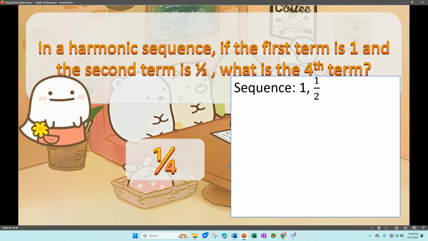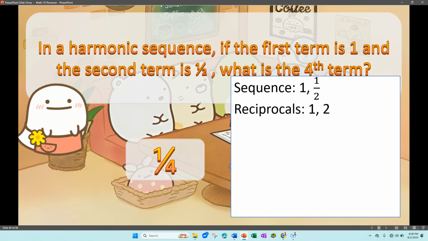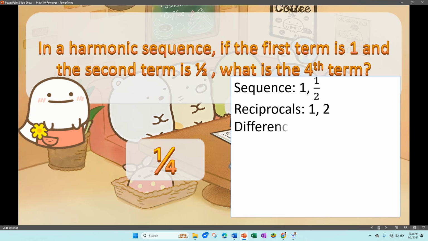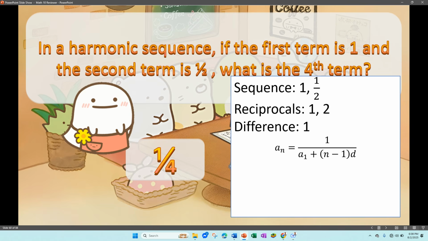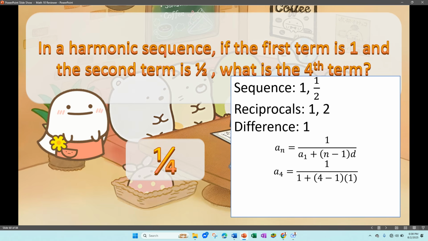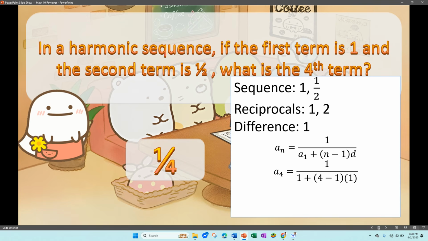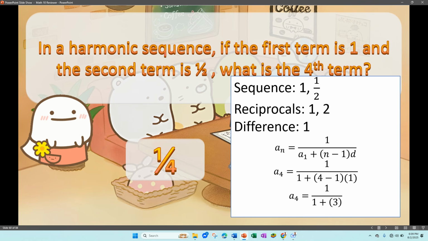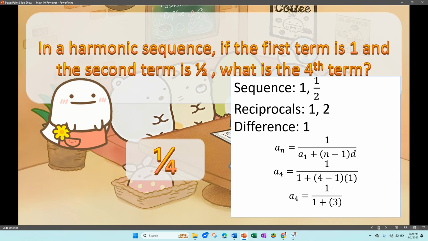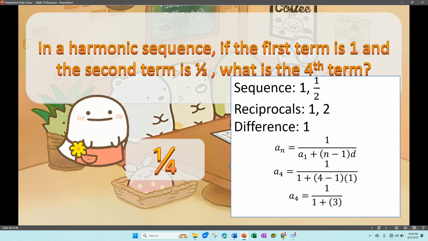So paano nakuha yung 1/4? So hanapin muna natin yung reciprocals ni 1 and 1/2, and that is 1 and 2. Then get the difference, which is 1. Then apply using the formula natin. Where n po natin is 4, since 4th term hinahanap. A sub 1 is 1, and the difference is 1 also. Then, simplify po natin. So 1 plus 3 is 4, the answer is 1/4.